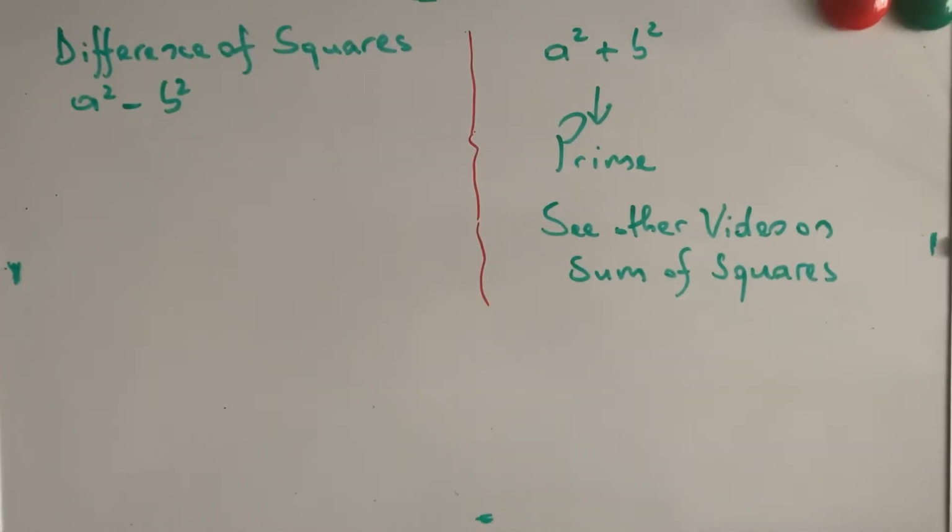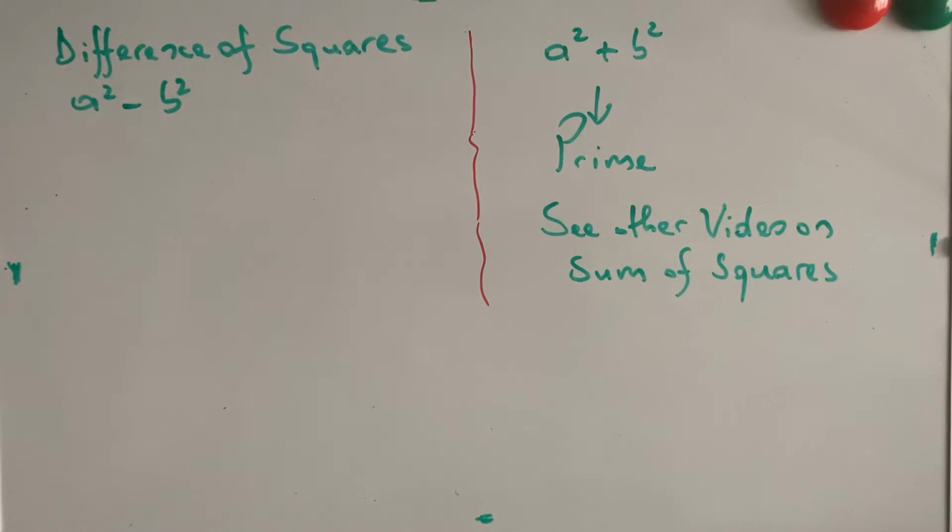Hey everybody, so this is about how to factor difference of squares. Okay, now in another video I showed you how to factor sum of cubes and difference of cubes. It's possible to factor sum of cubes. It's also possible to factor difference of cubes. Now for difference of squares, it is possible to factor them. However, for sum of squares, it is not possible.